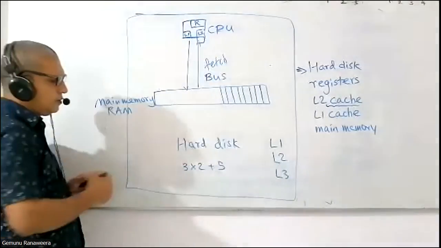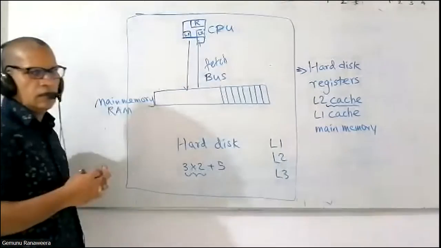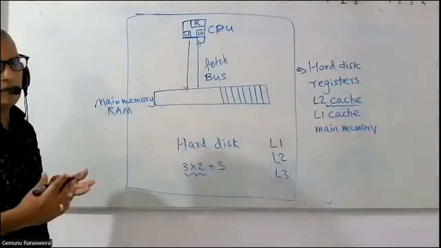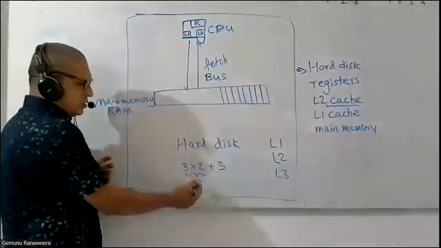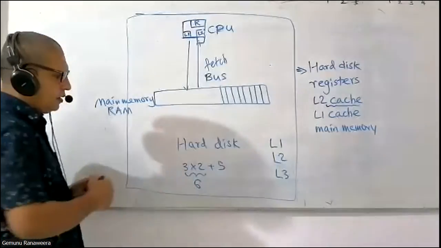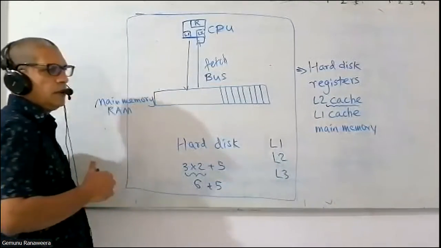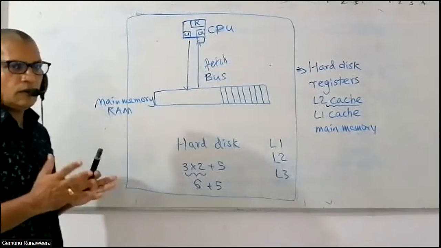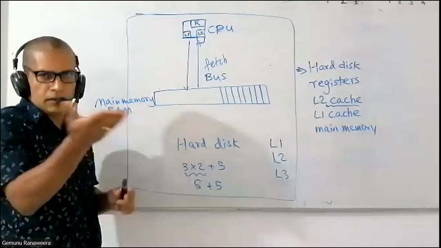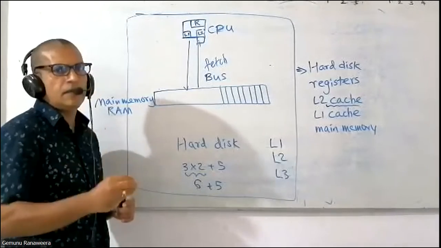So in this operation, we know that 3 into 2 takes place first. So there is an answer that is 6. This 6, before adding it to number 5, should be stored somewhere. There is no way for this number 6 to float in the air. It must be stored in a particular location in the memory.